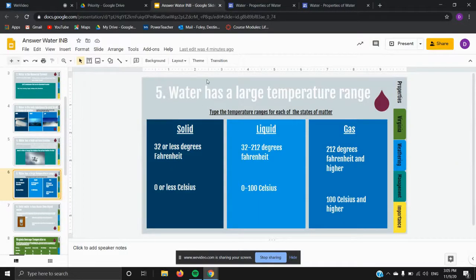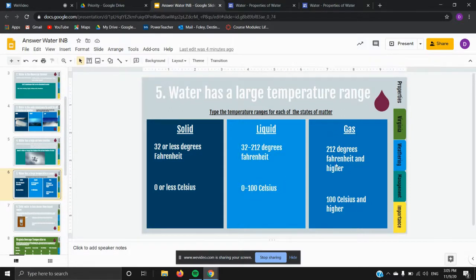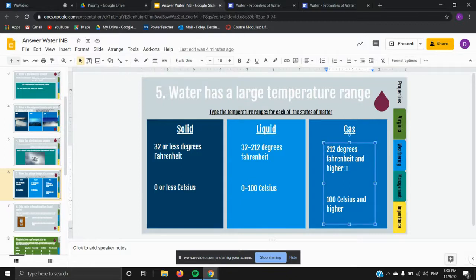Slide 6, water has a large temperature range. So in this case, let's start with solid. 32 or less degrees Fahrenheit, it's solid, or 0 or less degrees Celsius. Liquid, 32 to 212 degrees Fahrenheit, or 0 to 100 degrees Celsius. And gas is 212 degrees Fahrenheit and higher, and 100 or higher degrees Celsius.